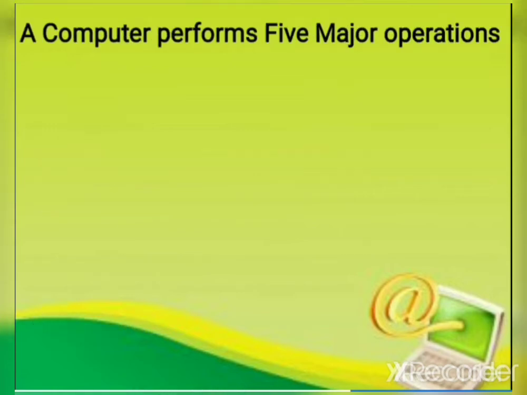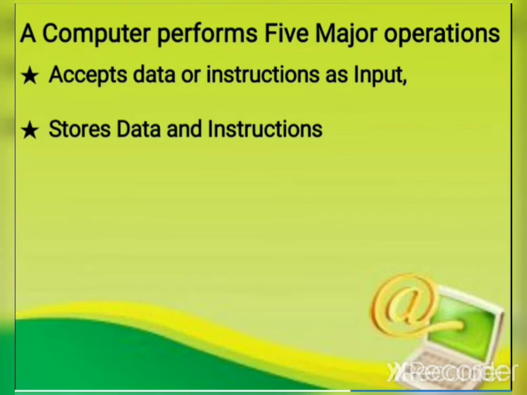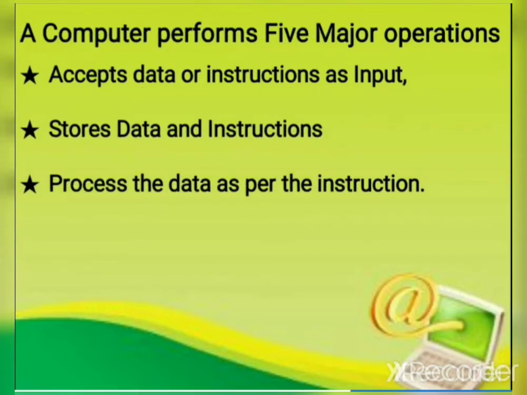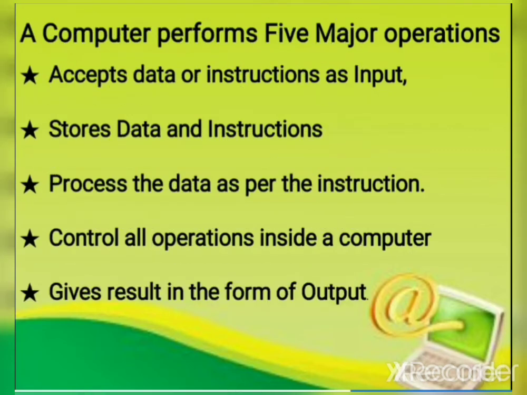So there are 5 major operations that a computer can perform. First, it accepts data and instructions through the input devices, and it stores the data and instructions. It processes the data as per the instructions supplied to it. It controls all the operations inside the computer. Finally, it gives the result in the form of output.